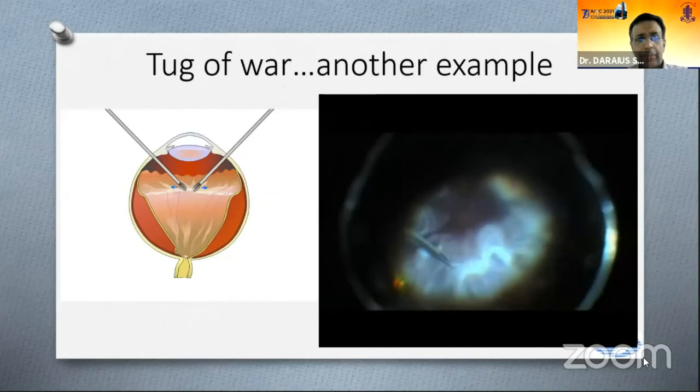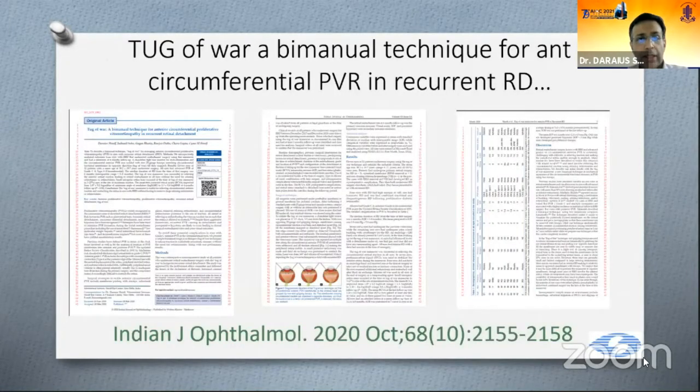So I think this is another example of tug of war, but I think we'll just skip this slide. And this is something which we published as an original article in the Indian Journal of Ophthalmology, and it was out in the October issue. It's free online if anyone would like to see it.